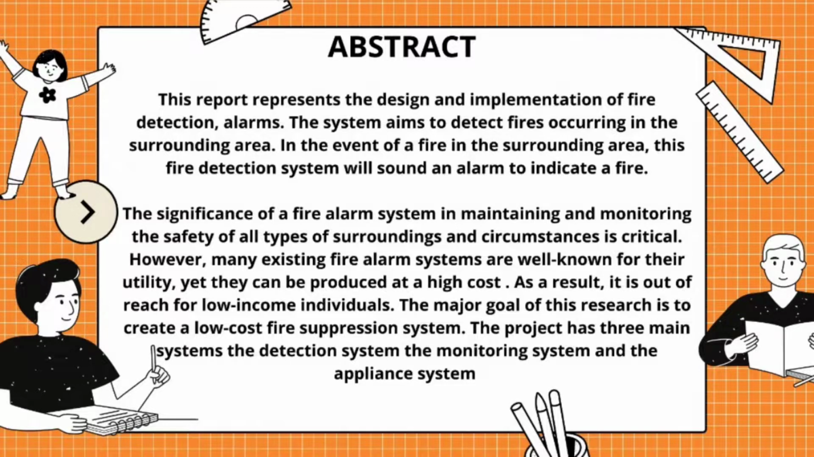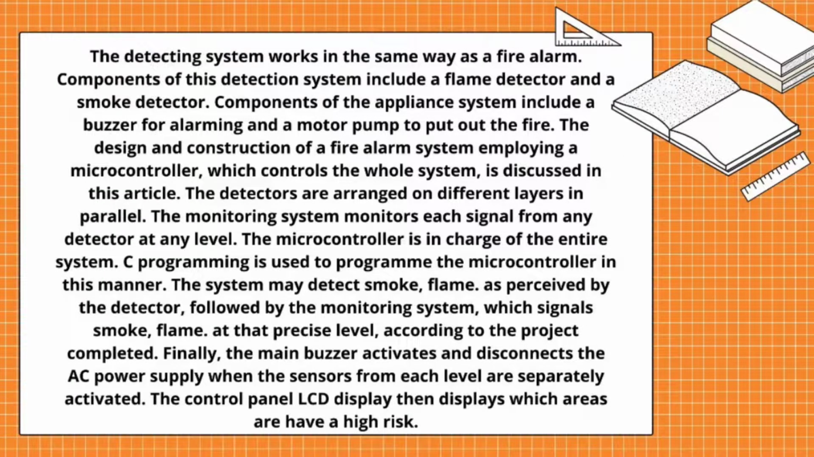The project has three main systems: the detection system, the monitoring system, and the appliance system. The first is the detection system. The detection system works in the same way as a fire alarm. Components of this detection system include a flame detector and a smoke detector. Components of the appliance system include a buzzer for alarm and a motor pump to put out the fire.